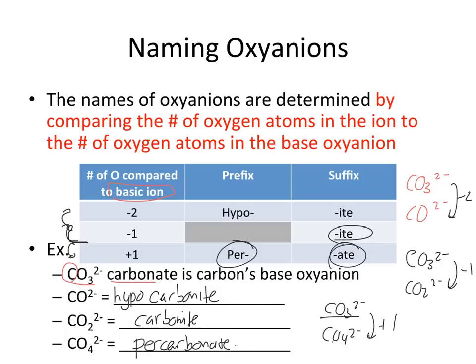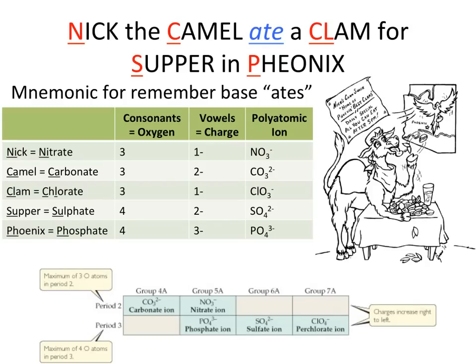So what that really means is that you really, really need to know and memorize those base ions. Now, this is a way that might help you. It's called Nick the Camel ate a clam for supper in Phoenix. Now, the beginnings of all of these names, for example, the N, the C, the Cl, these all relate to those base polyatomic ions that we've talked about. So, for example, Nick is nitrate, the camel, Ca, is referring to carbonate, Cl is chlorate, Su is sulfate, and P is phosphate. Now, the reason this is underlined as ate is because all of these, as bases, exist in this ate format. So the suffix will be ate.